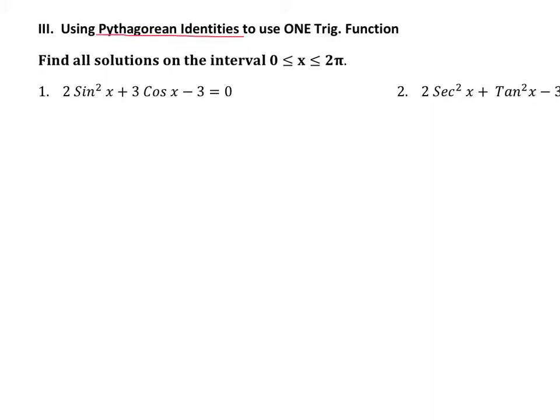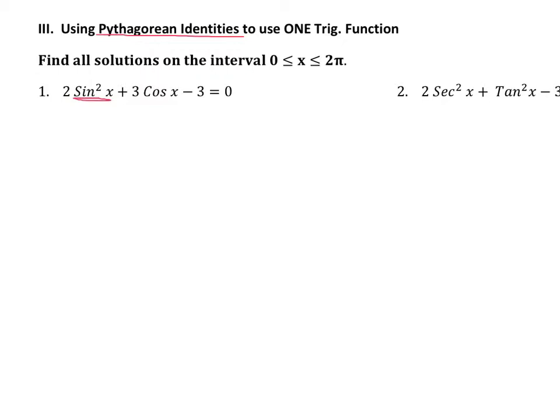If we look at the first one, 2 sine squared of x plus 3 cosine of x minus 3 equals 0, we have two different trig functions. Now it looks like a quadratic trinomial, but they're two different trig functions. If I can get them to be one trig function, then I can factor it into two binomials. And what we're going to focus in on here is this sine squared of x. Now the sines and cosines are matched up.